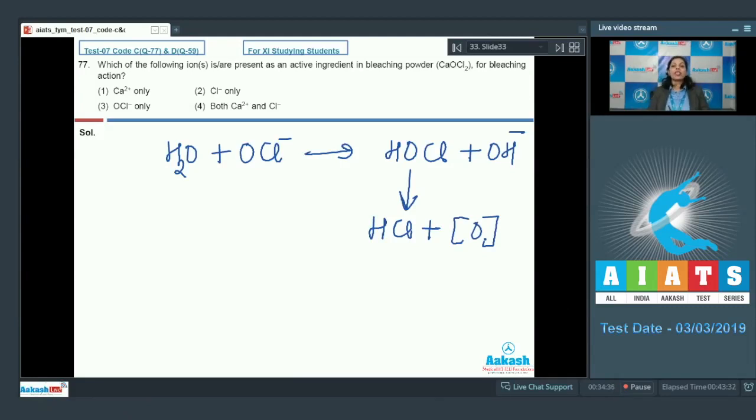This nascent oxygen is the main cause of the bleaching action. When it comes in contact with the colored substance, it decolorizes it and makes it a bleached substance. So, which is the active ingredient in this case? That is given here in option 3. So, just choose option 3 as your correct answer.